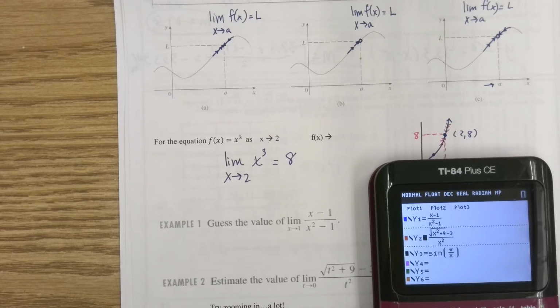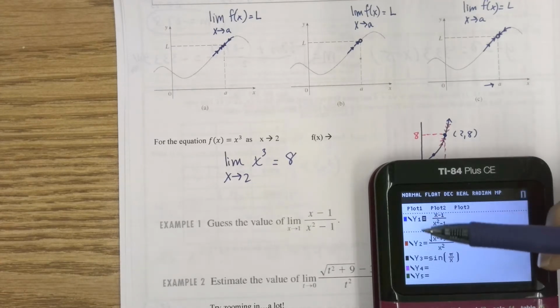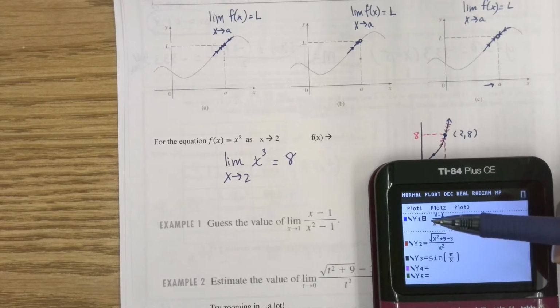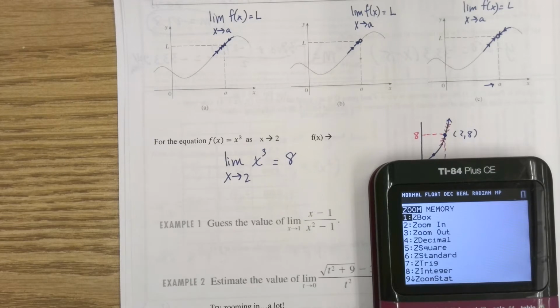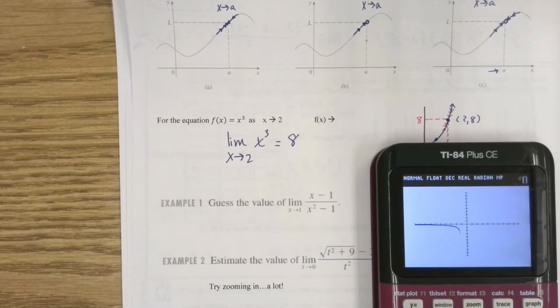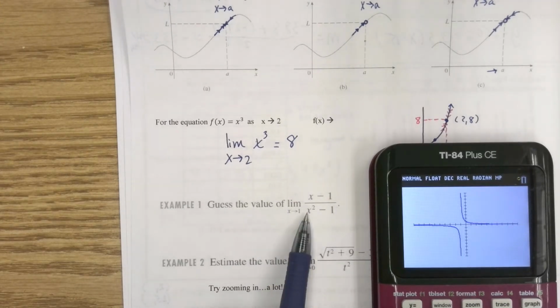Let me go ahead and turn off the visibility of my other equations I have in here, and I only want to see the first one. So you can make sure that only the first one is highlighted. That's a nice little trick on the calculator so that you can still keep equations in there. And I'm going to just go back to a standard window. So I'm going to start with Zoom 6. And we are looking for what happens as x approaches 1.